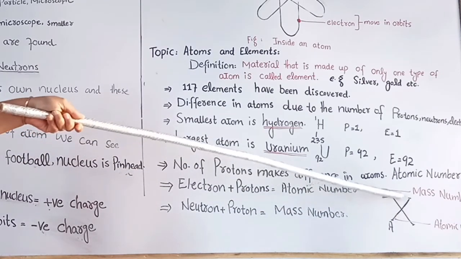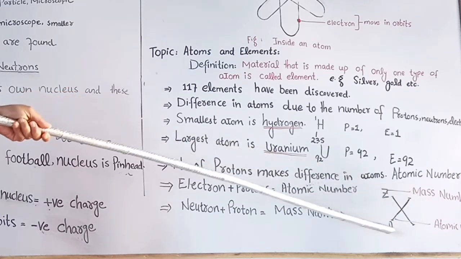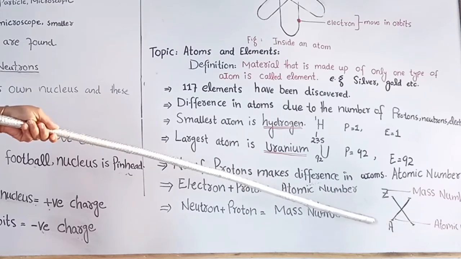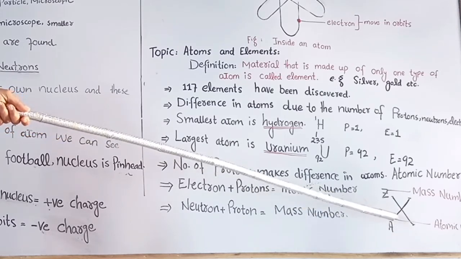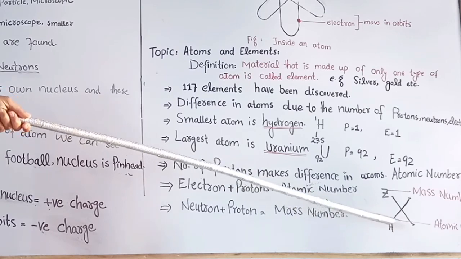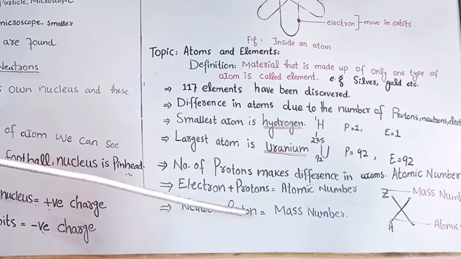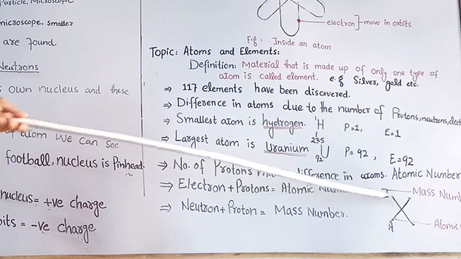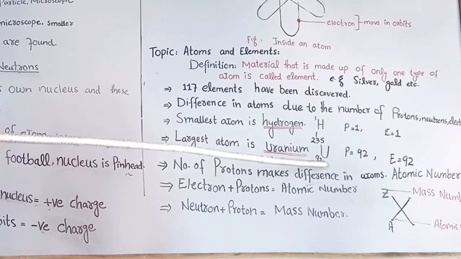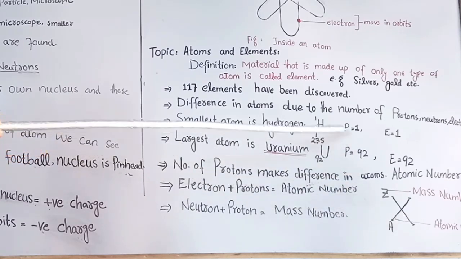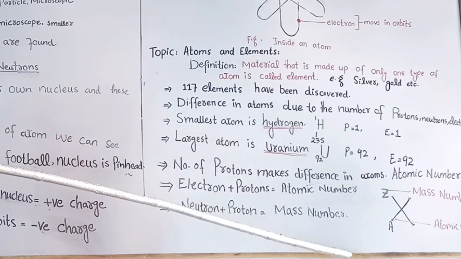I have discussed the formula here. A will denote the atomic number and Z will denote the mass number. When we count the protons and electrons, it gives the atomic number, and when we count the neutrons and protons, it gives the mass number. As this is uranium, it has 92. 92 will be the atomic number, and 235 will be the mass number of that element.